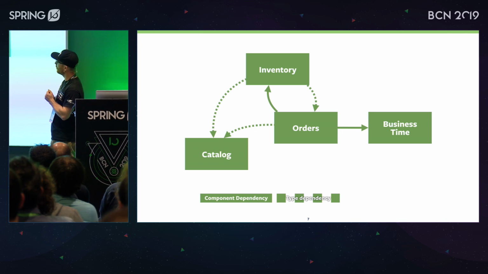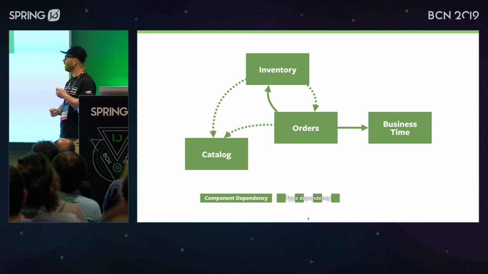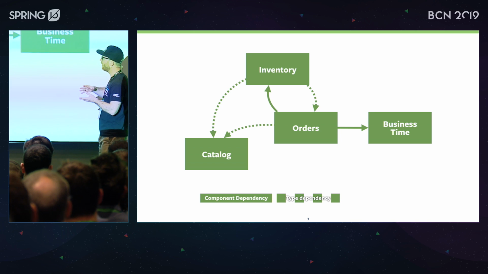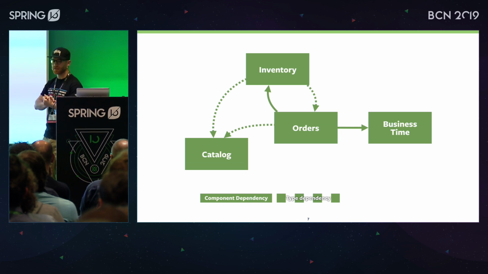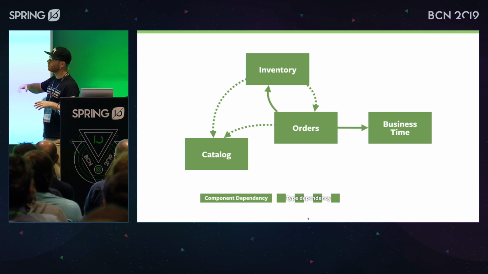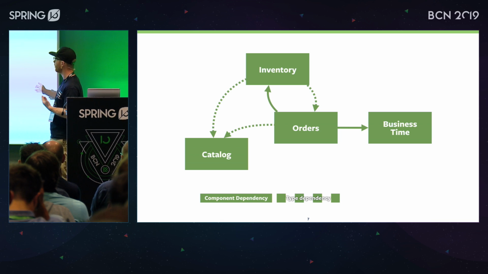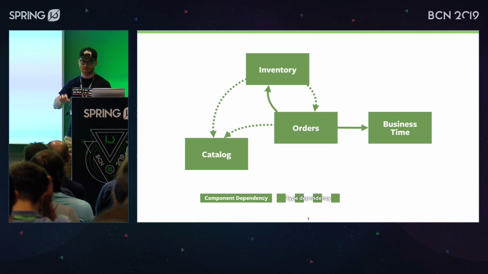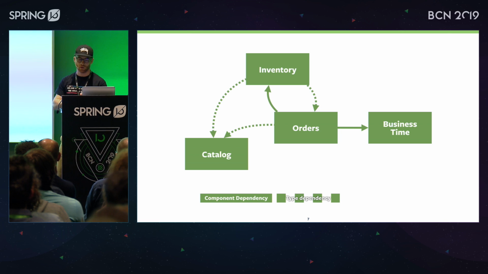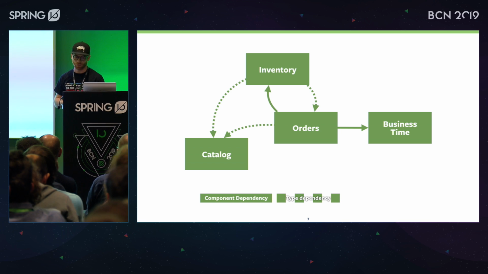So I have the solid lines, or the solid arrows, are component dependencies, which means in that module there is a Spring bean that has a reference to a Spring bean in the inventory module, right? Or the orders module has a Spring component that itself has a dependency on business time. I'm going to get to that back in a second, because that's really important. That's really something to have a look at and to keep an eye on when you're actually evolving those systems.